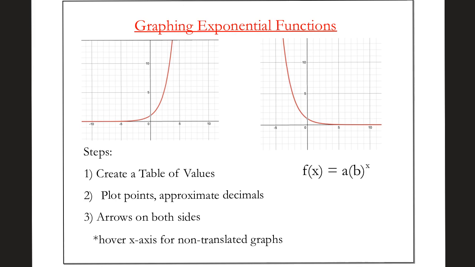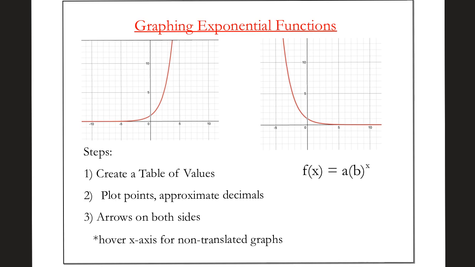This boils down to creating a table of values using your TI-84 graphing calculator. Now, a few of the values are going to be decimals, something like a half or a quarter, so we may need to approximate. These are from Desmos, but when we complete our graphs, we should put arrows on both sides because they do continue on forever. There is no point where this graph stops or is undefined, like we'll see with radical graphs later on.